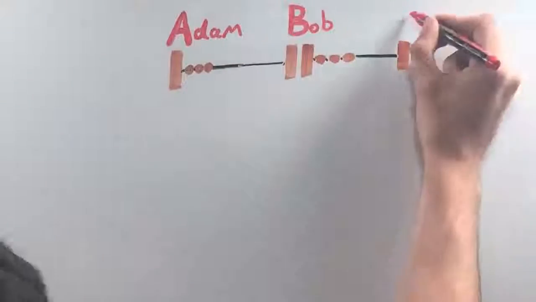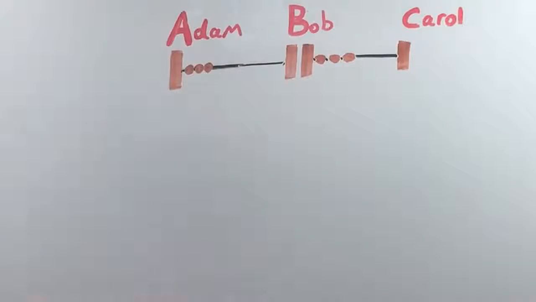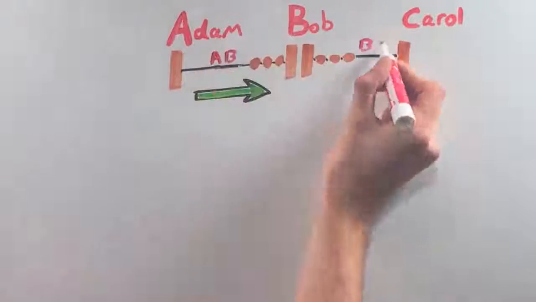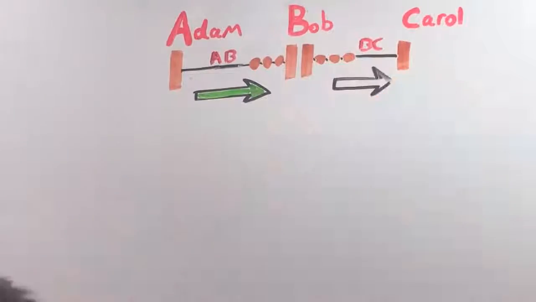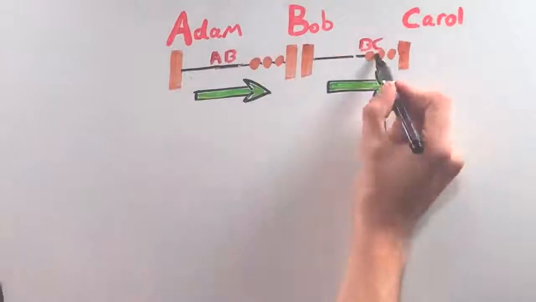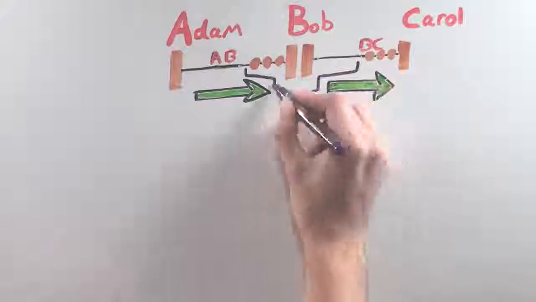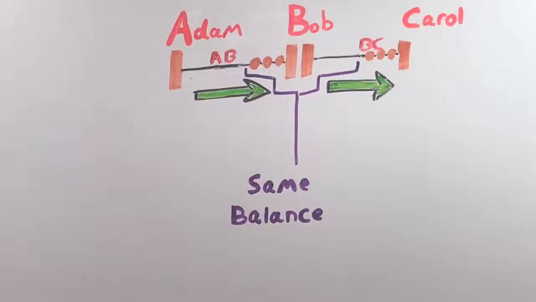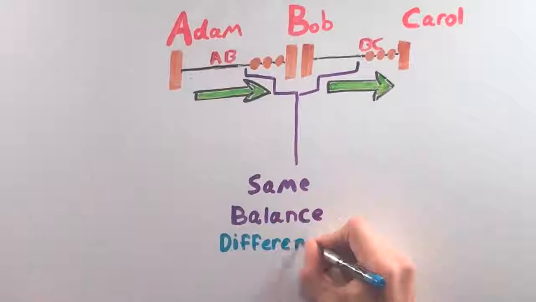Now let's get back to Adam, Bob, and Carol. If Adam wants to pay Carol, the transaction does not flow through Bob. Some of Adam's Bitcoin slides to Bob's end of the AB channel, and some of Bob's Bitcoin goes to Carol's end of the BC channel. Bob's total amount of Bitcoin has not changed, but his individual channel balances have shifted, and the direction he is now able to send his funds have as well.